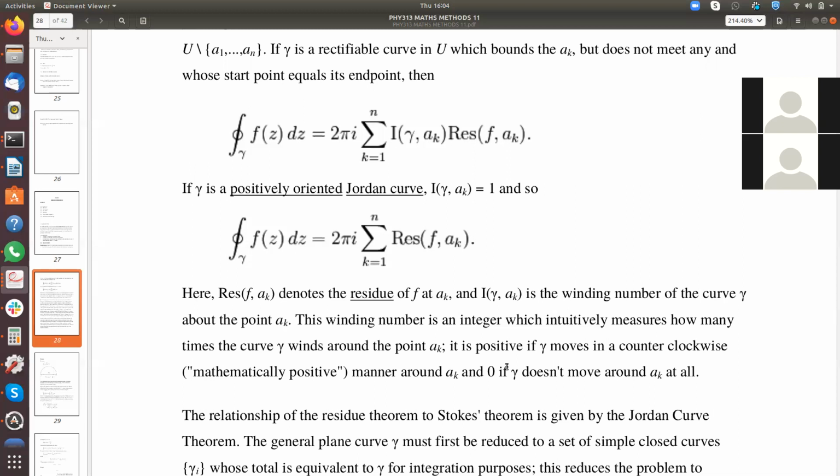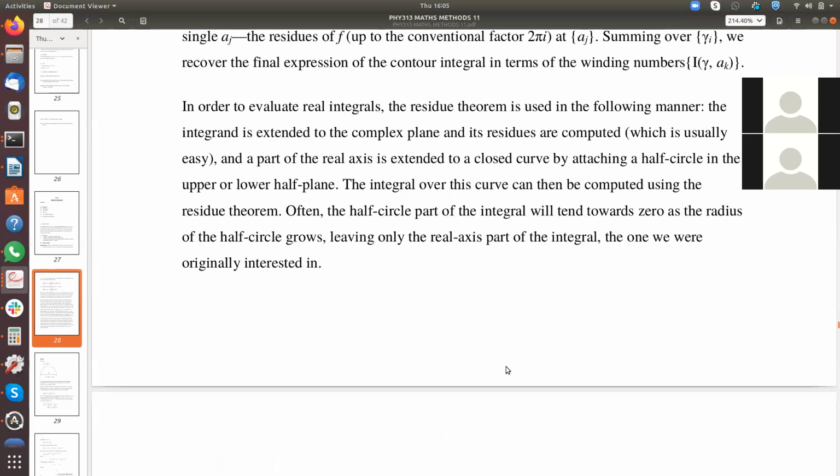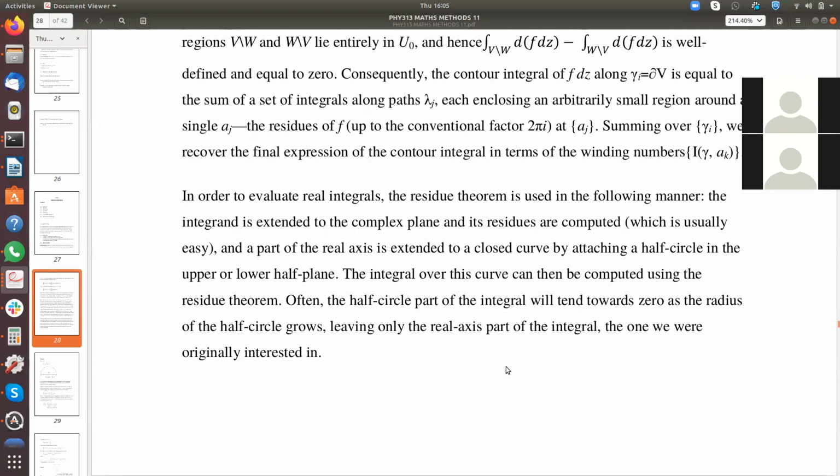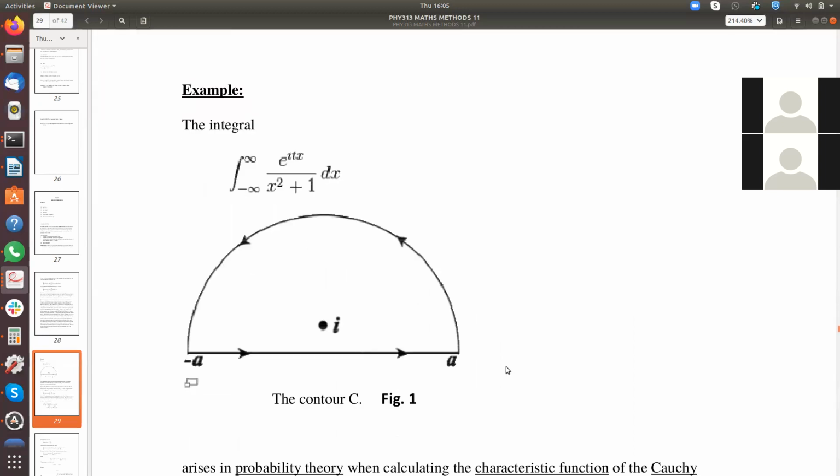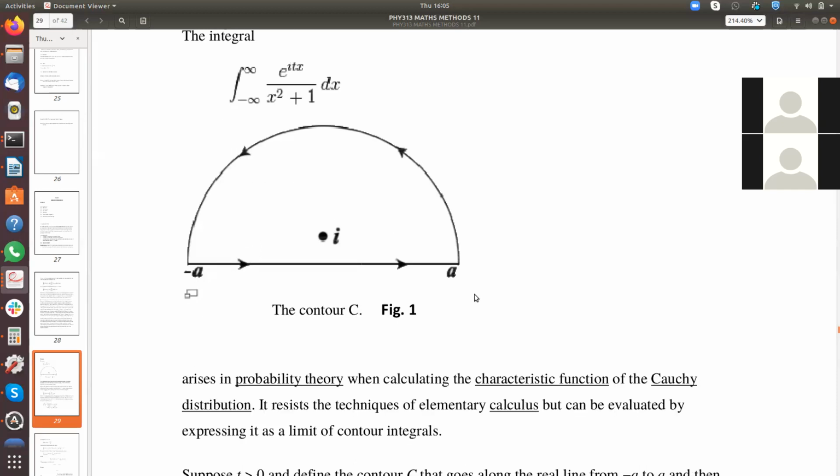So all these are just statements, but let's look at it critically in a form that will give us an idea. Let's look at an example. Consider the integral from negative infinity to positive infinity of e^(itx) over x squared plus 1 dx. So the question is, how do we solve this?